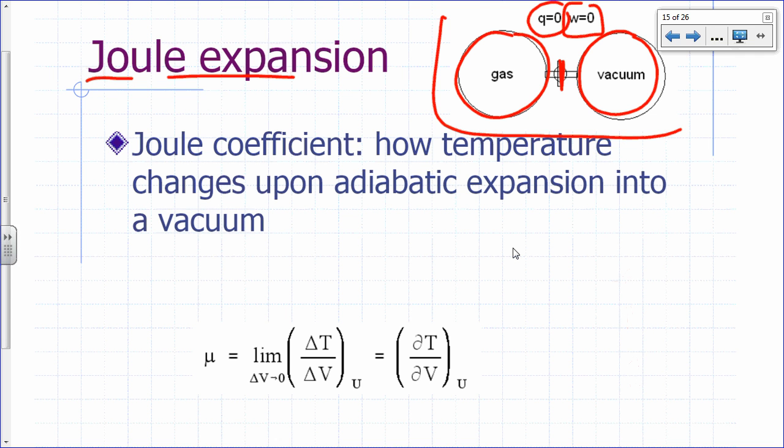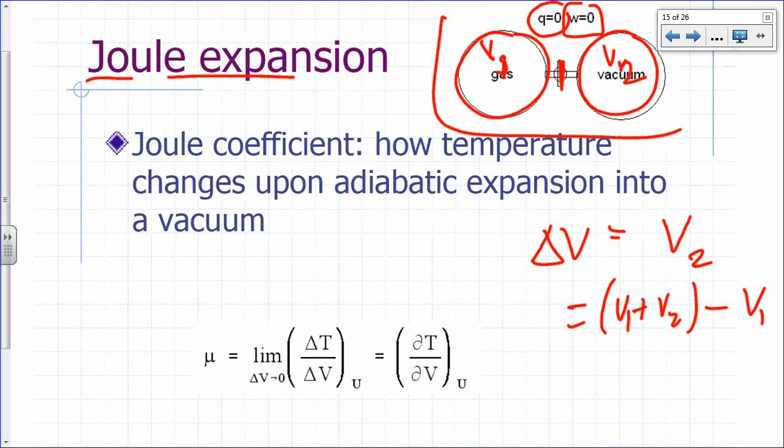Now, let's imagine we can measure delta V for this, right? That's a change in volume. If I call this Vg and I'll call this V sub V, vacuum, what's our delta V? Whatever the volume of the second bulb is, let's just call these V1, V2. Delta V will just be V2, right? Why? That's V1 plus V2, the final volume, minus the initial volume, which is V1. So you can measure delta V here.